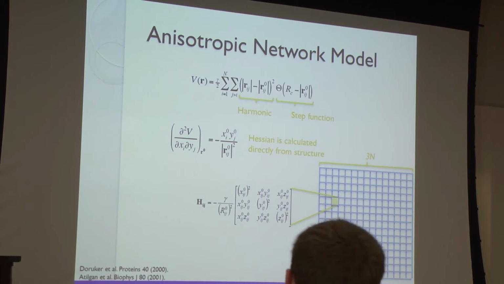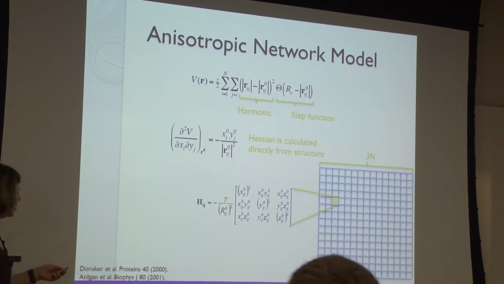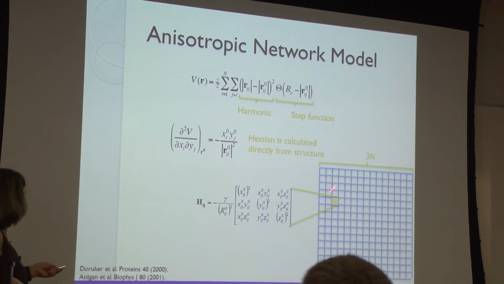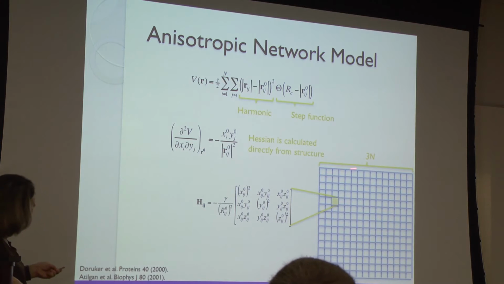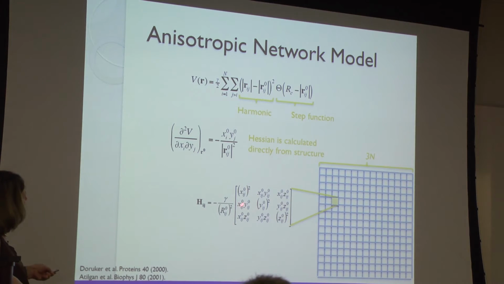Here is a more detailed description of the Hessian matrix, as I mentioned. It is a 3n by 3n matrix. There are entries here, okay? One of the entries here is itself a matrix. So there are n by n boxes, and each box itself is a 3 by 3 matrix.